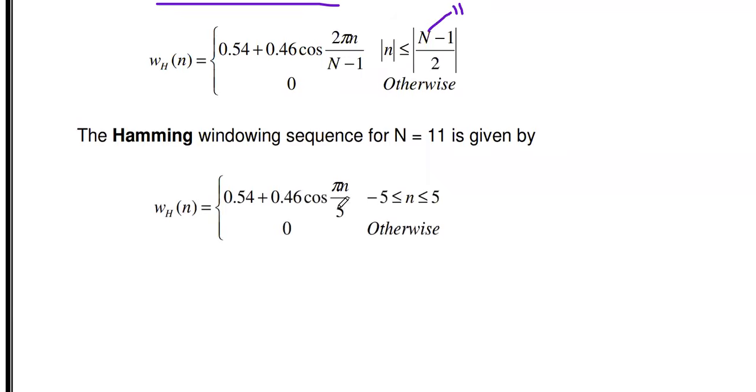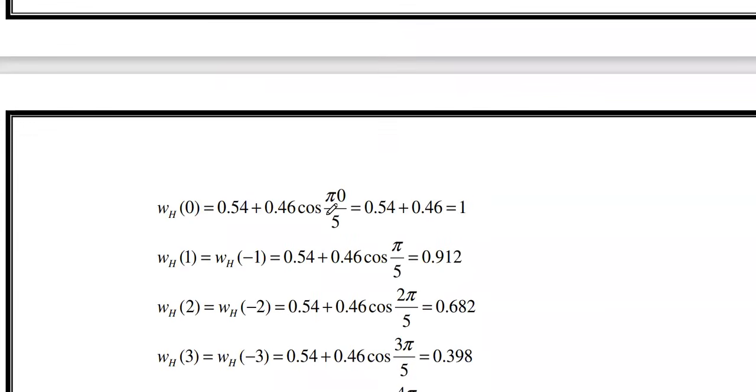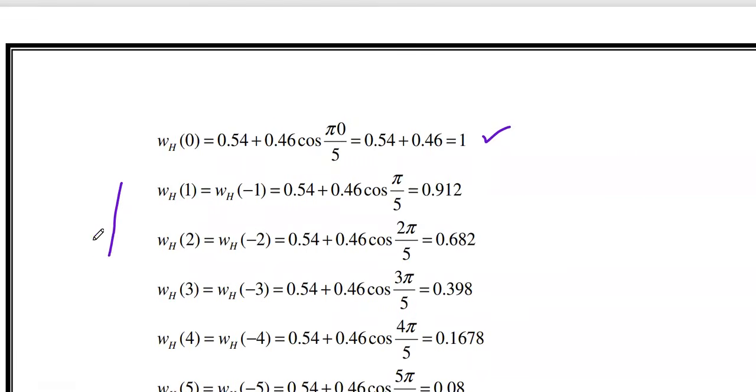So if you are substituting n equal to 0, 0.54 plus 0.46 into cos 0. Okay, so what is the value of cos 0? 1. So 0.54 plus 0.46. Already I told you, in any windowing sequence at n equal to 0, the corresponding window has the maximum value 1. Whenever the n value increases or decreases on the negative side, the amplitude decreases. So you see this is 1, n equal to 1, 0.912, n equal to 2, 0.68, so it decreases.